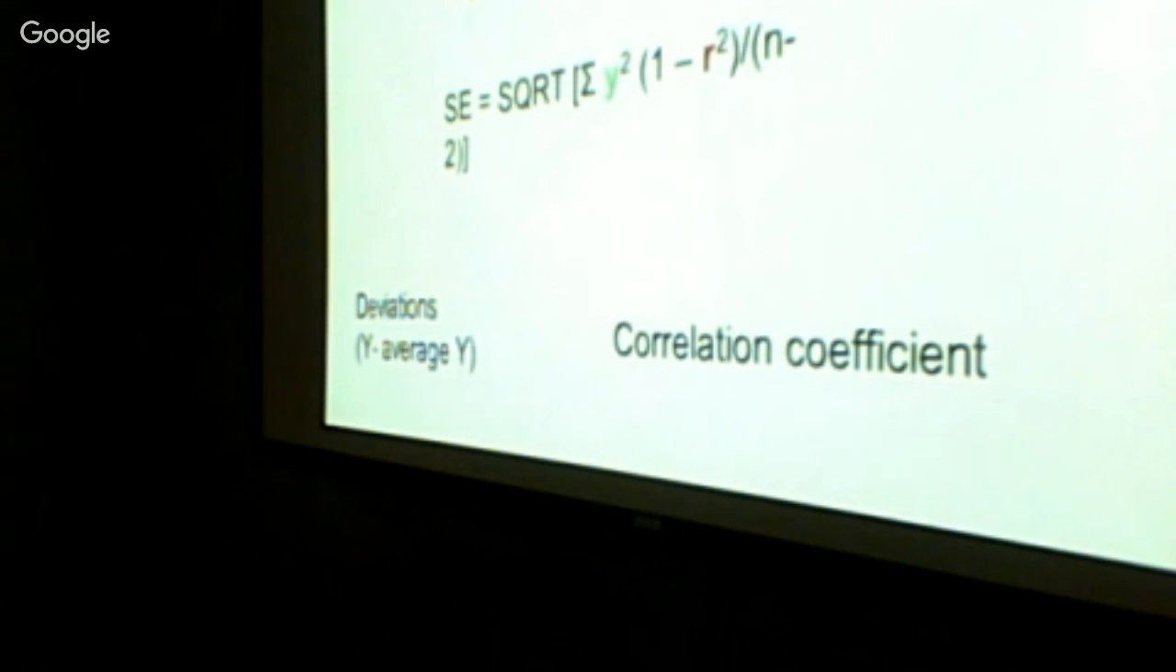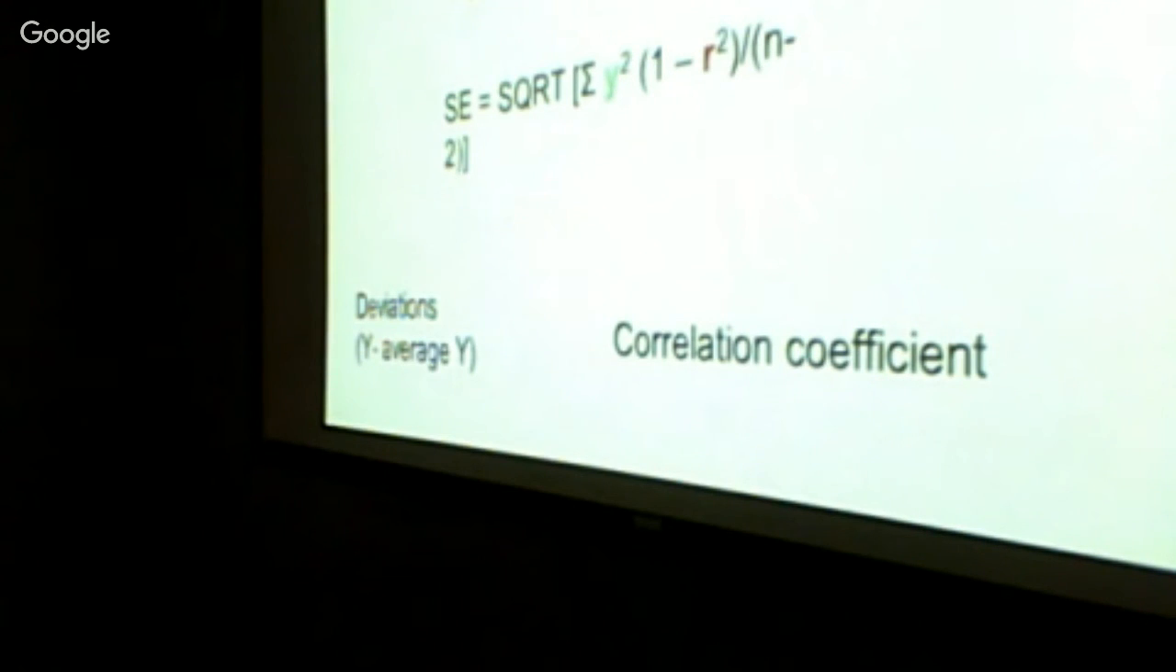Kendall's tau. Don't forget Kendall's tau. That's the third one. Okay, so this is the relationship between the correlation coefficient and the straight line equation. So this is kind of intimidating. Don't worry about it because it gets easier.